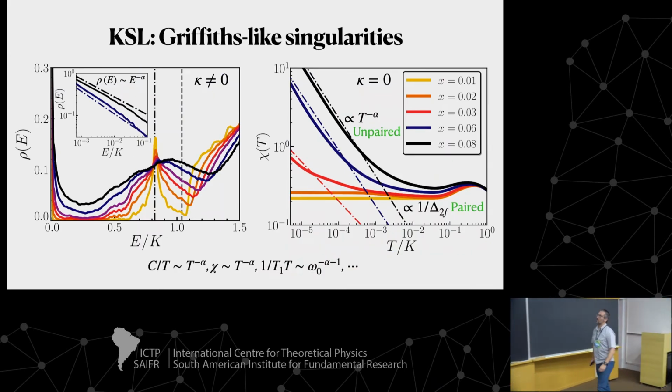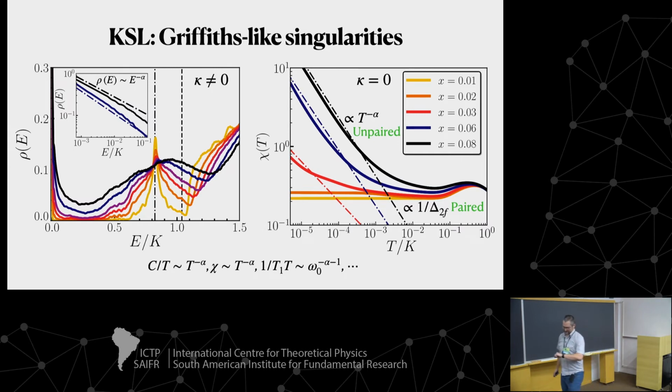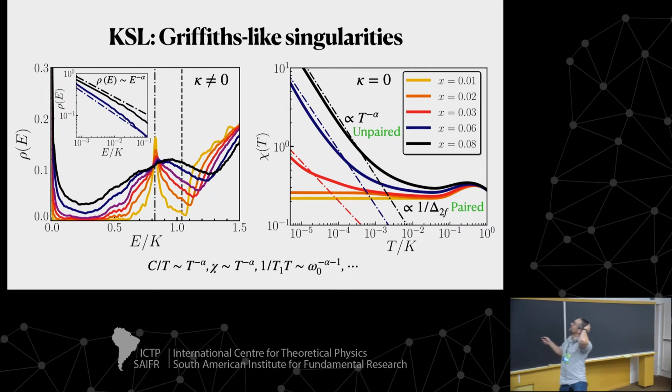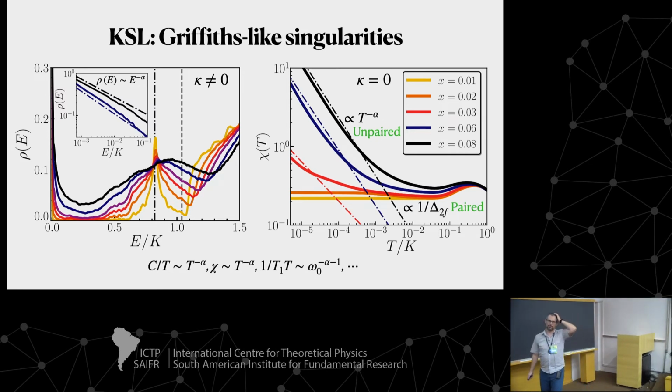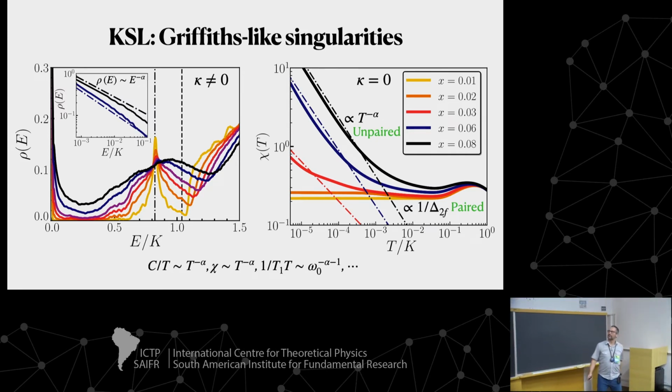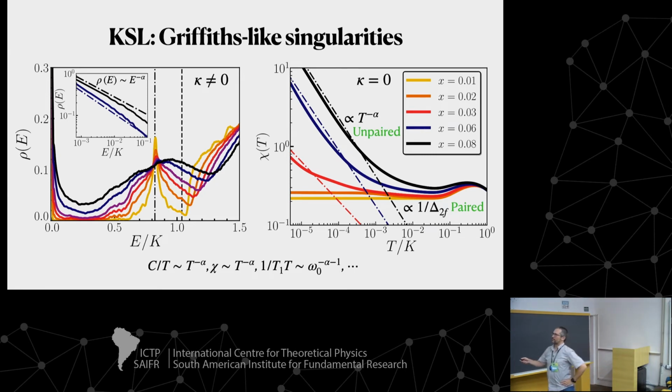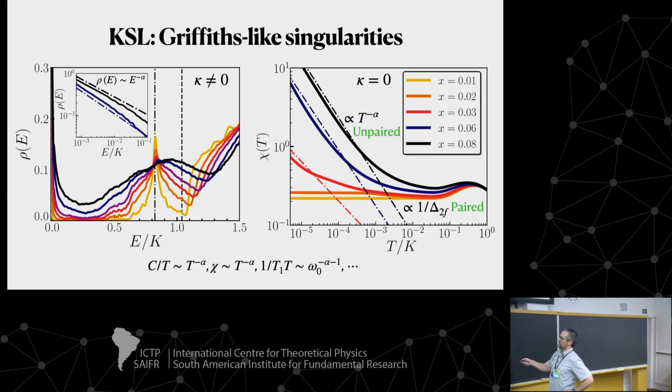So in the simple model, we interpret this set of divergences as some sort of Griffiths-like singularities. So how come the Griffiths phase came here? Let me just go through it in one or two minutes. So this is the density of states of the Majorana excitations. This is the energy, okay? And you see at low energy, you start to pile up some states, okay?